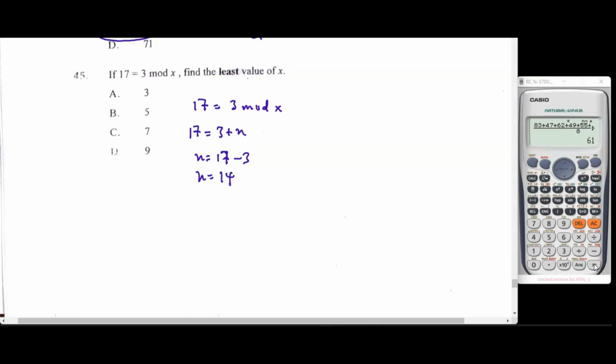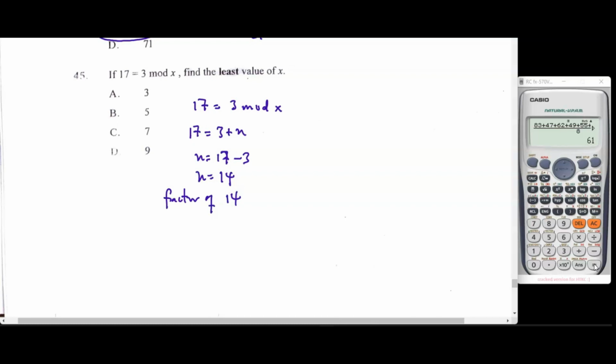Now, we are asked to determine the mode. So if you have your x as 14, it doesn't mean x is 14. But this is the next step. Write the set of factors of 14. So we are looking out for factors of 14.